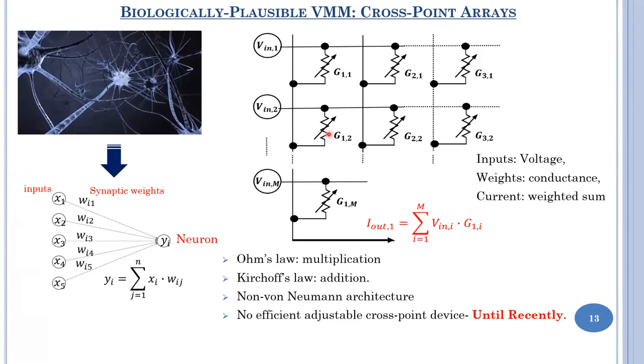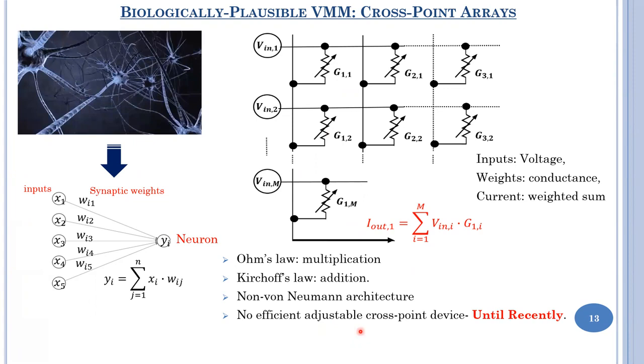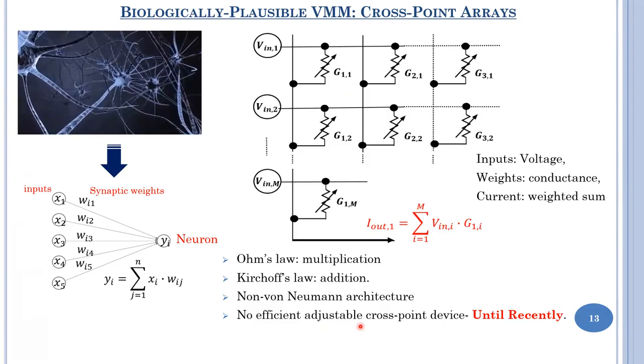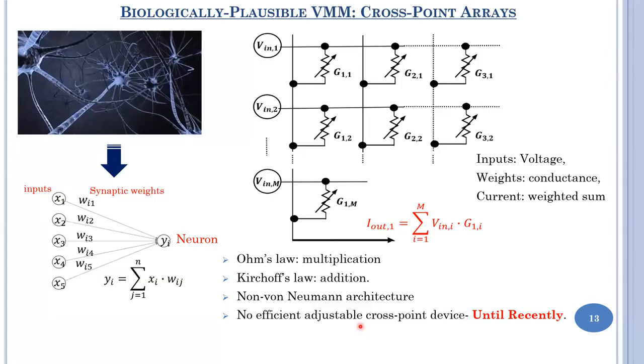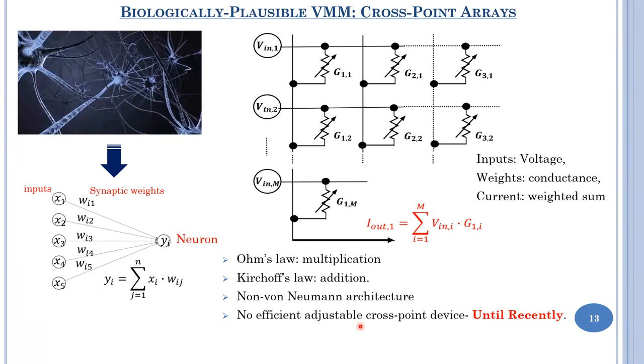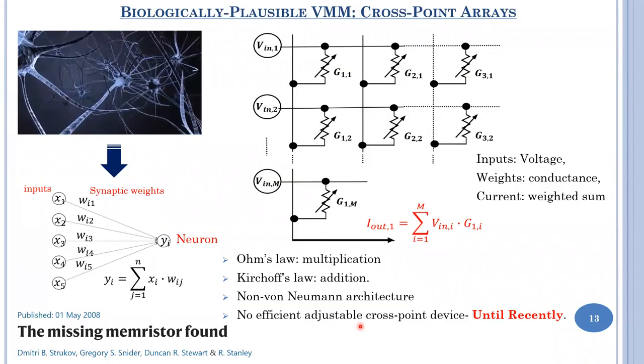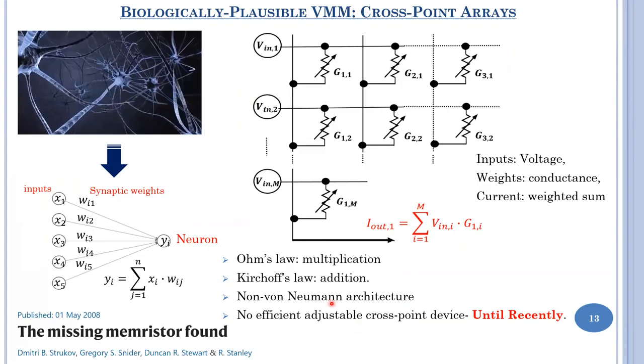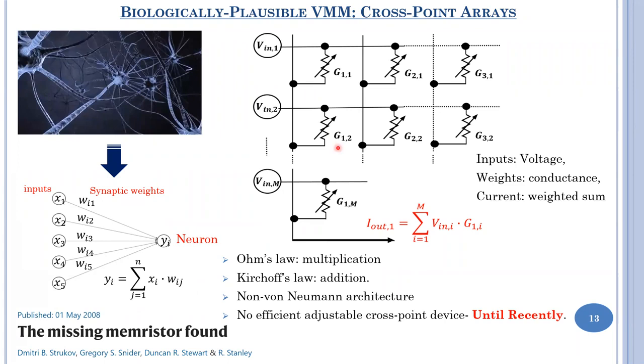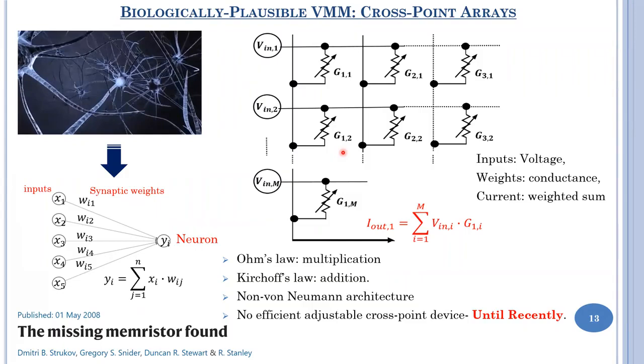So why was this cross-point array not very popular? Just because there were no efficient adjustable cross-point devices which can show you a memory of 10 years, which can be tuned to any particular state. Being a two-terminal device, tuning it to any intermediate state is really difficult, but there should be that capability. And third, it should be adjustable. So there were no such efficient cross-point devices before, but with the advent of memristors in 2008, which my postdoc advisor came up with while he was a postdoc at HP Labs, we were able to find these cross-point devices which had adjustable conductances and which would also store those conductances for, let's say, 10 years.